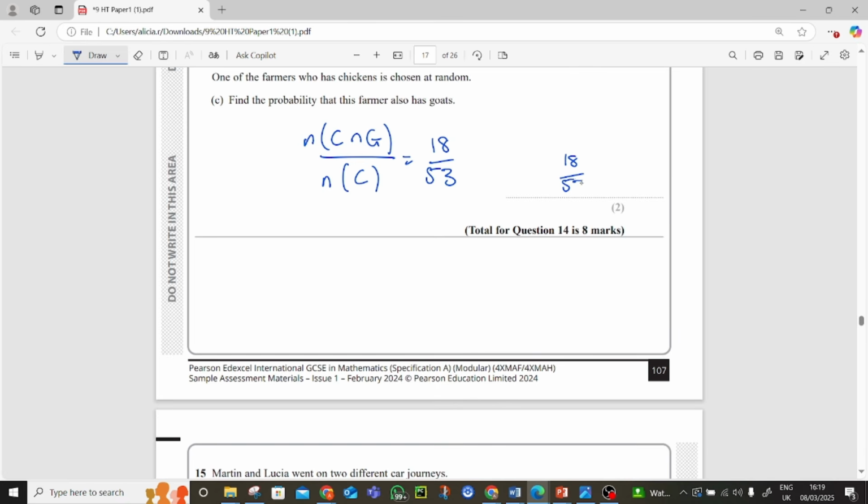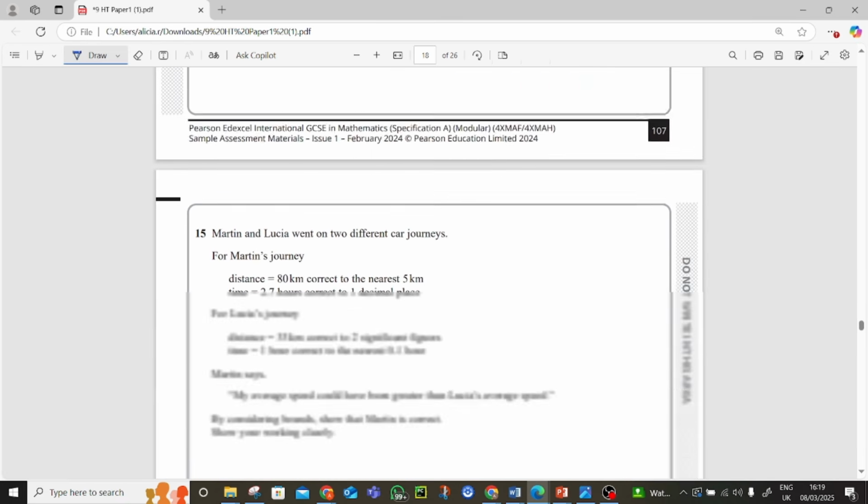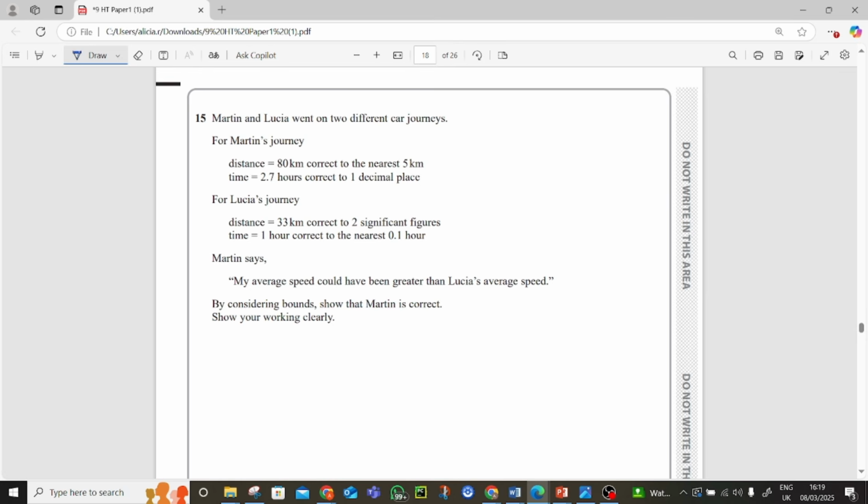Okay, moving on to question number 15. Martin and Lucia went on 2 different car journeys. We have some details for Martin's distance and time, Lucia's distance and time. And then Martin says, my average speed could have been greater than Lucia's. Show that Martin is correct.